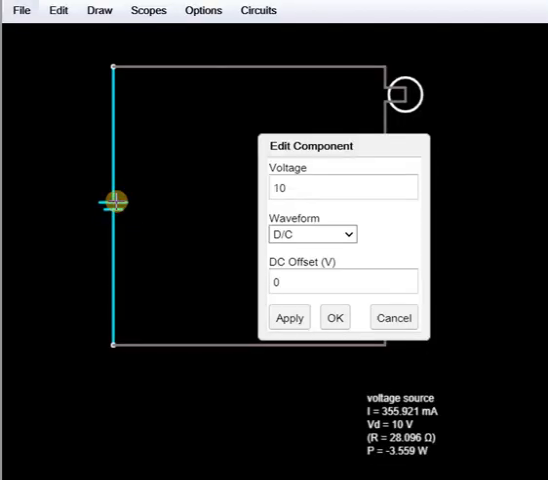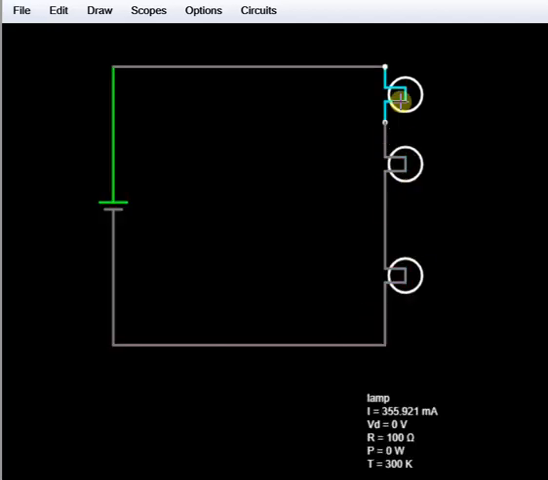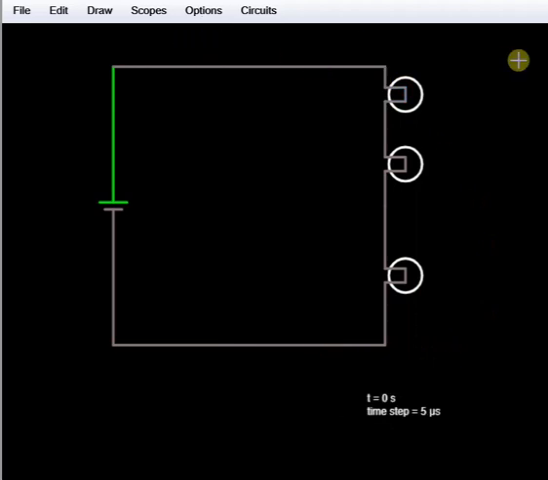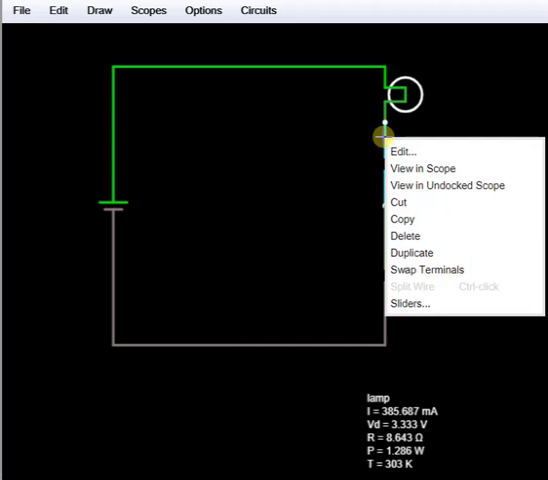In this particular circuit, I am going to use a 10 volt DC and three bulbs which are connected in series. These three bulbs have a nominal voltage of 120 volts. So when I run the circuit, as you can see, the current will flow in the circuit from the positive to the negative of the DC.